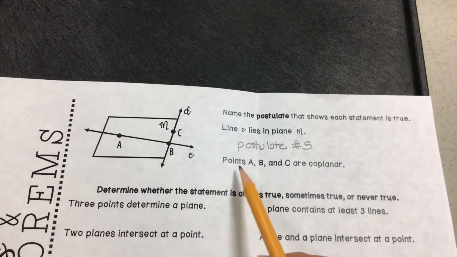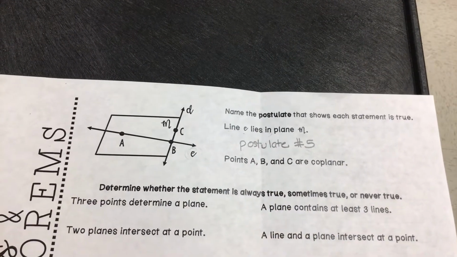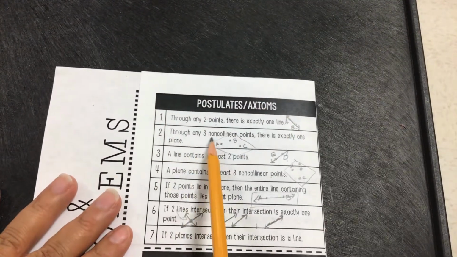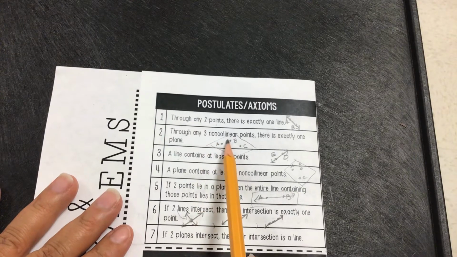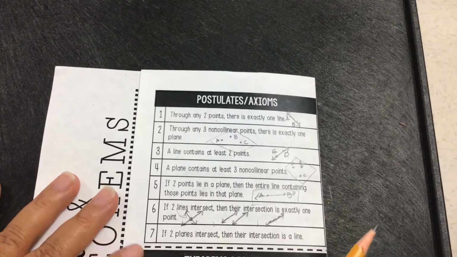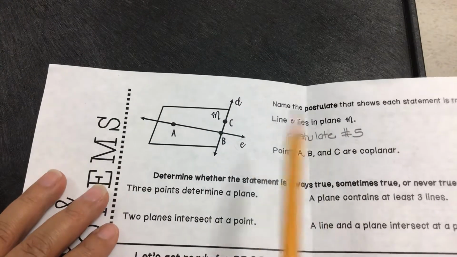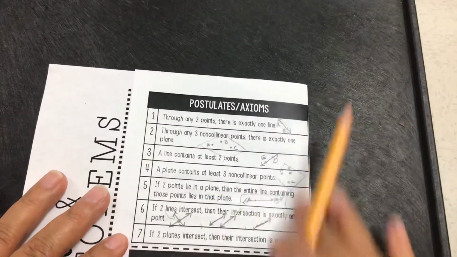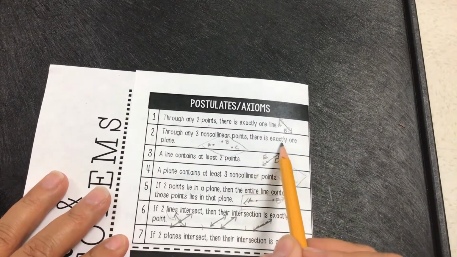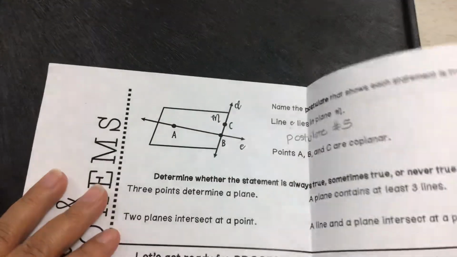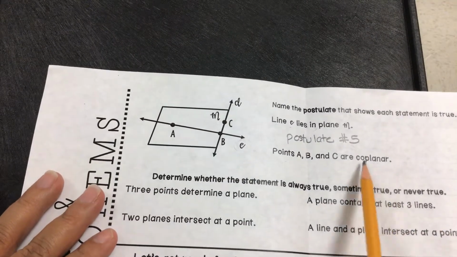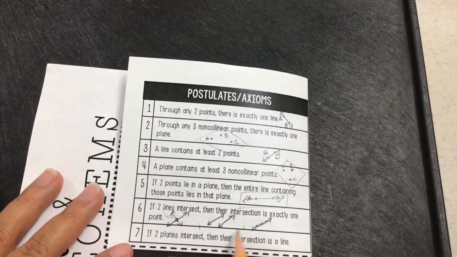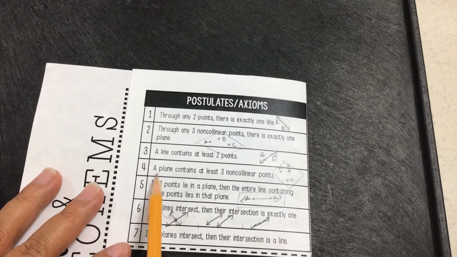The next one starts with points A, B, C. That means we're starting with 3 points. Through any 3 points. Very good. Non-collinear. I think those were. Let's check. Non-collinear means that they were not on the same line. A, B, C. They were not on the same line. There is exactly one plane. It's coplanar. They're in the same plane. And that's exactly the one we wanted. Postulate number 2.